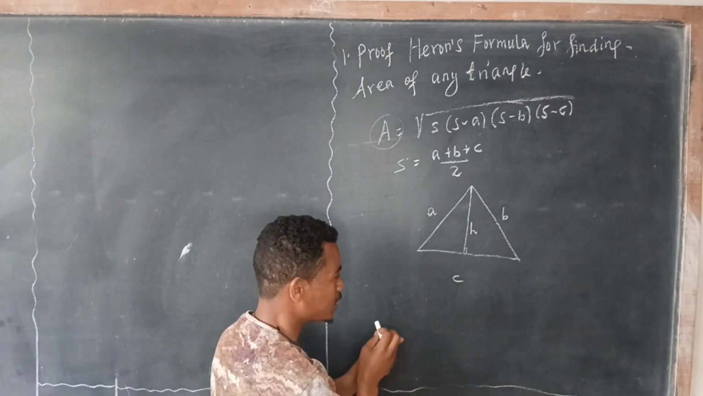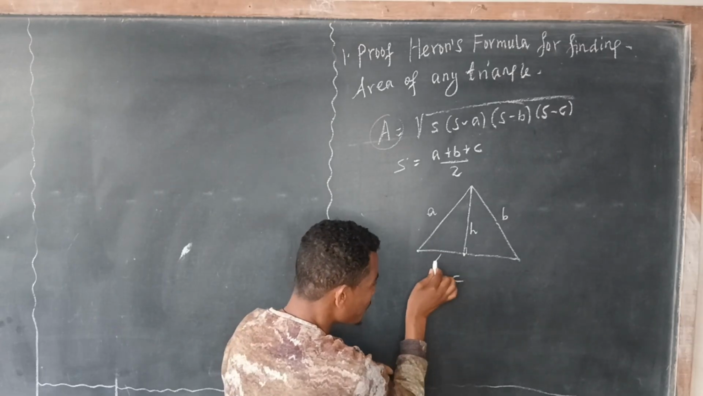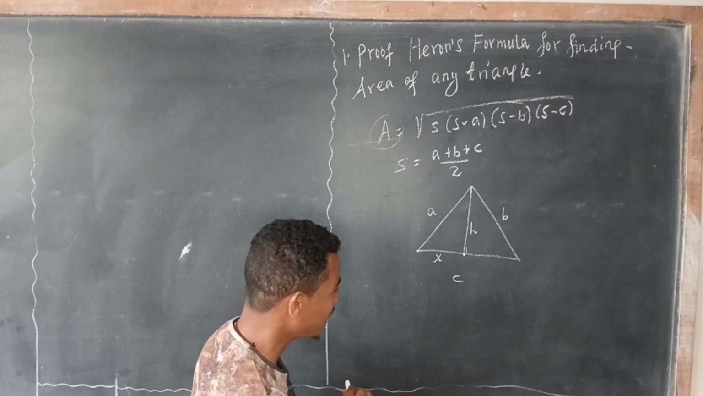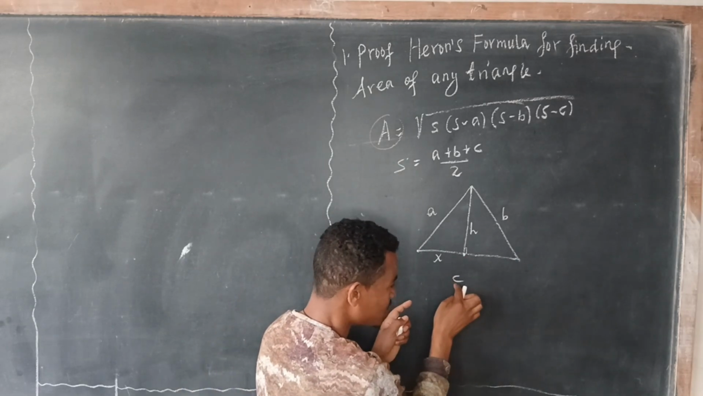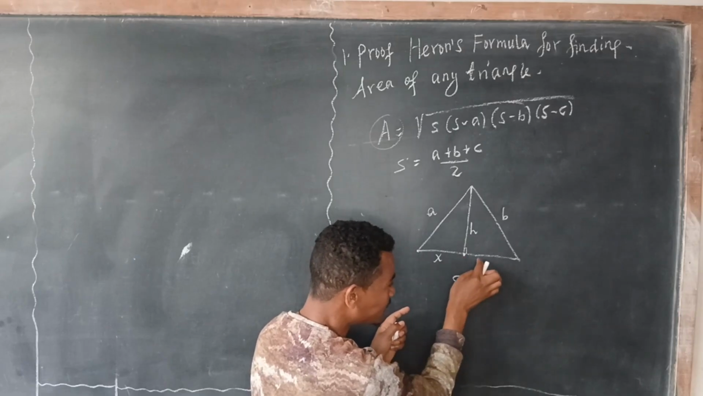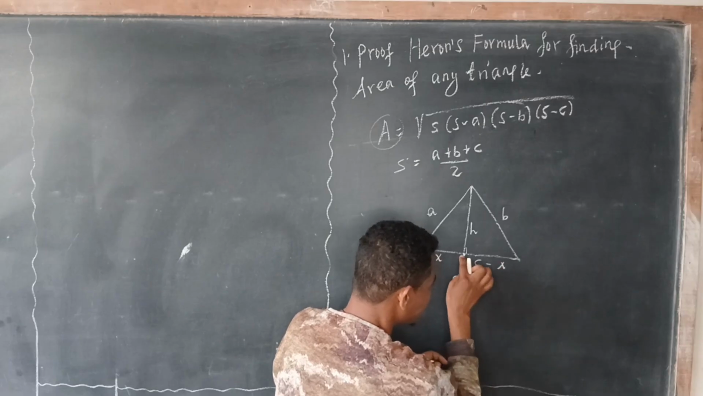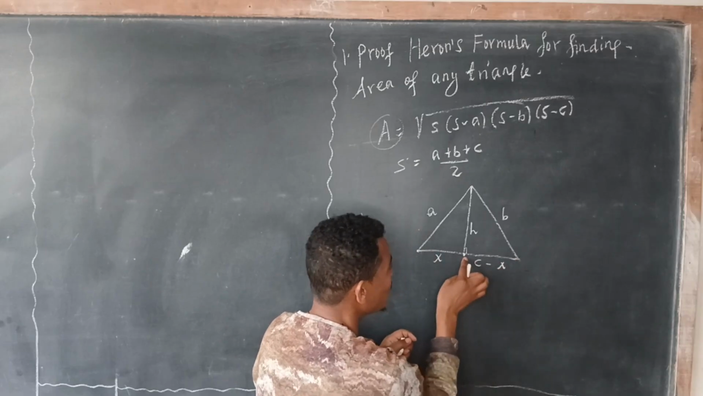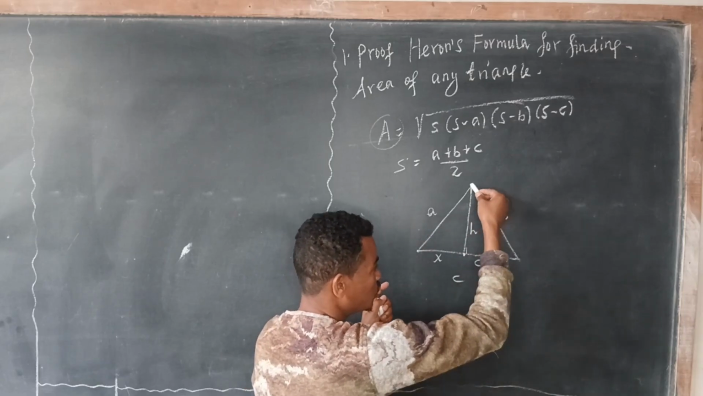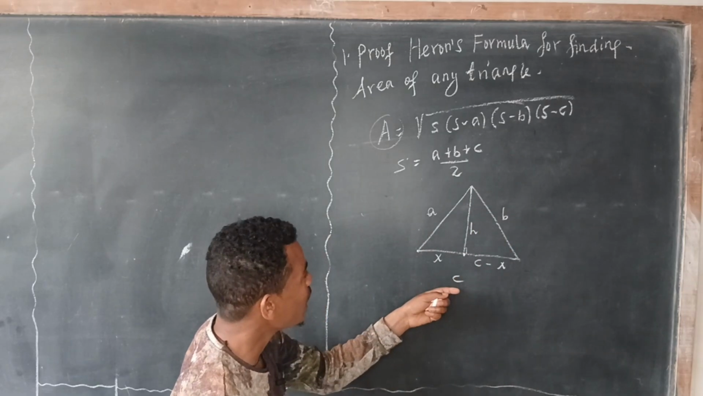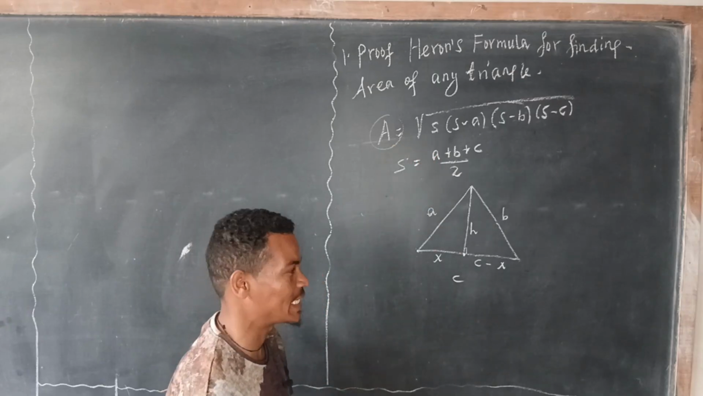Assume the distance from this point to this point is x, and the distance from this one to this is c minus x. If this whole side is c and this part is x, the remaining part is c minus x. Here this one is a, and this one is h. So from this, how can we get the area equal to the square root of s times (s minus a) times (s minus b) times (s minus c)?